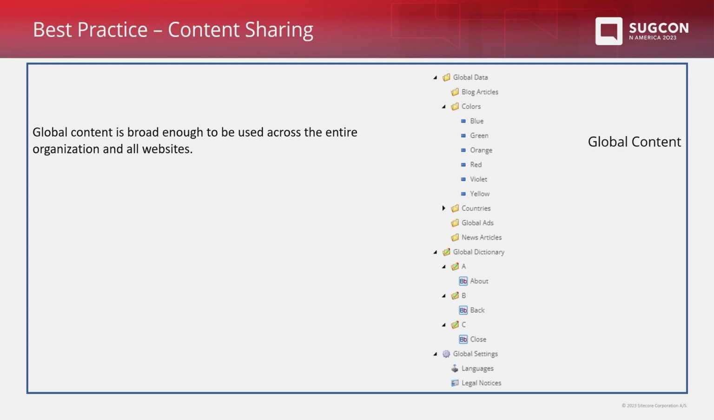Maybe blog articles that are applicable for the entire company, countries of the world, that maybe have to be adjusted every now and then as countries change their name and whatnot, but they're generally stable. Global advertisements, news articles, global dictionaries, things that a lot of websites use, like the word about, the word back, the word close. Global settings, you may or may not have global languages. You may have different websites. At that point, you would put them in the site level. But if you have languages that are used across all of your websites for the entire company, you would put them up at the global level. Maybe legal notices, privacy policies, etc., things that have to be shared across everywhere.